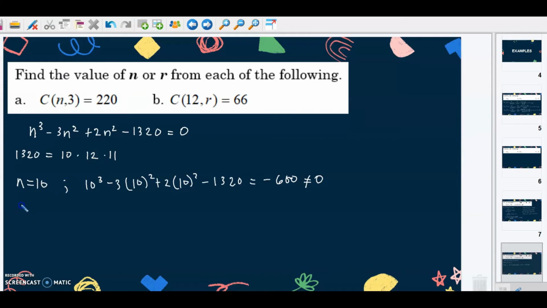Let's proceed now to n equals 12. So if n is equal to 12, then we will have here 12 cubed minus 3 times the quantity 12 squared plus 2 times 12 squared minus 1,320. Let's check the value of this. If we simplify this one, this will give us 0. Since this is equal to 0, that means the value of n that we're looking for is 12.